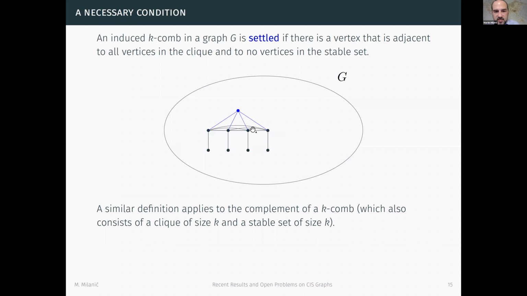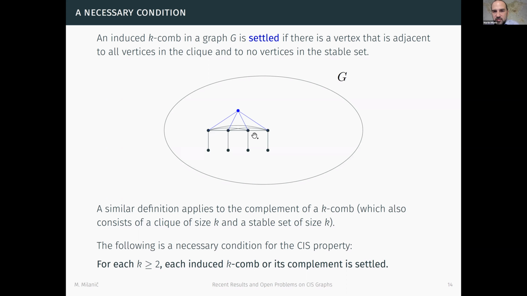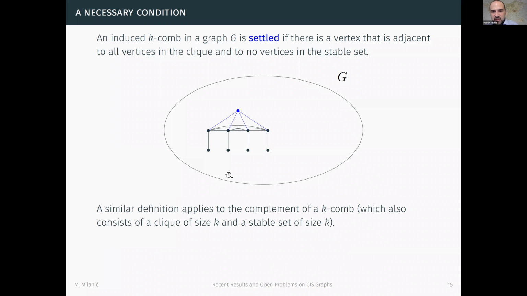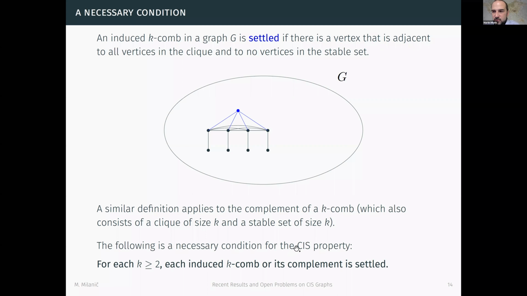So this is a necessary condition, and actually not only for this kind of graphs, but also for their complements. If you look at the complement of such a graph, the clique will turn into a stable set, the stable set will turn into a clique, and in between you have exactly the complementary edges of this perfect matching. So a necessary condition for the CIS property is that for every k at least 2, whenever you have an induced comb in the graph, or the complement of such a comb, it must be settled. There must exist a vertex adjacent to all vertices of the clique, but no vertices of the stable set.